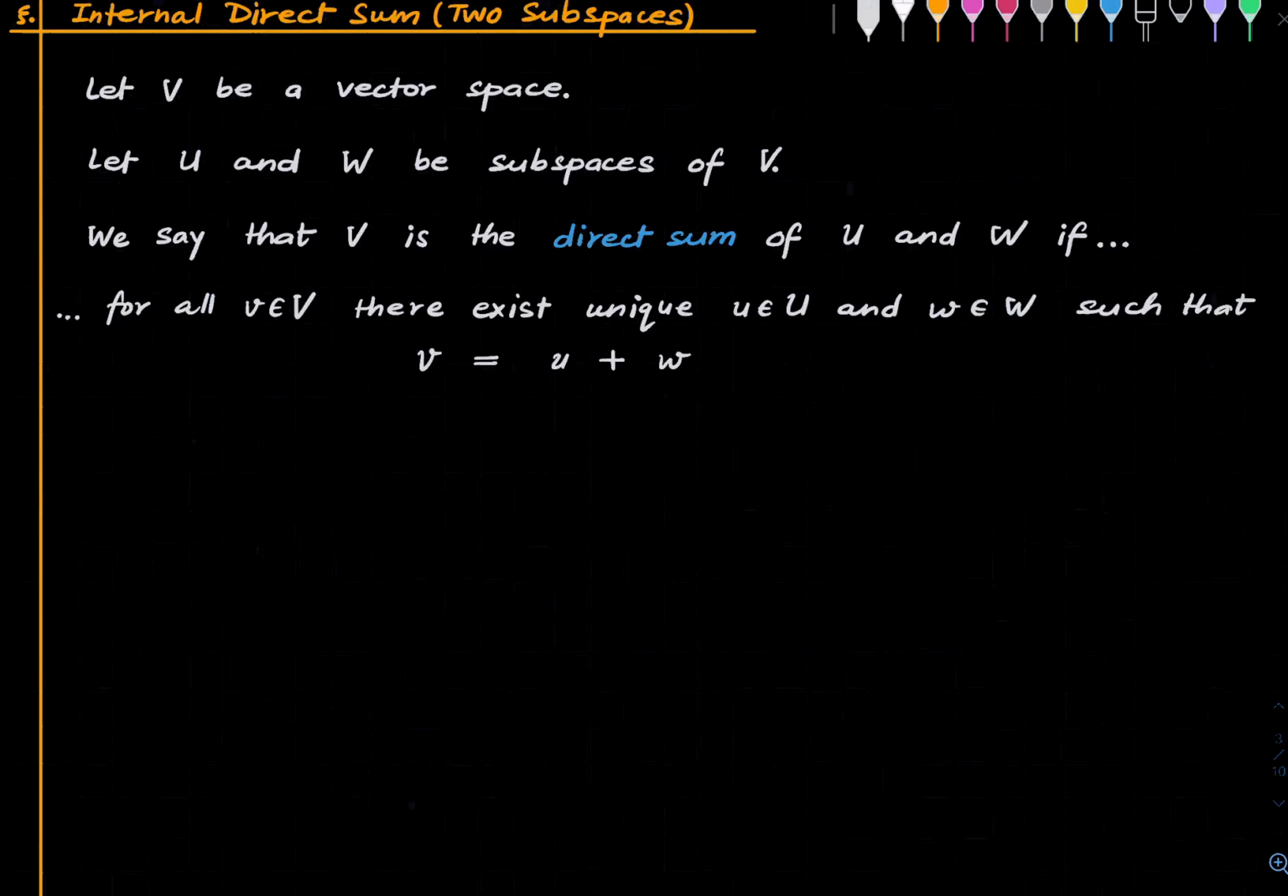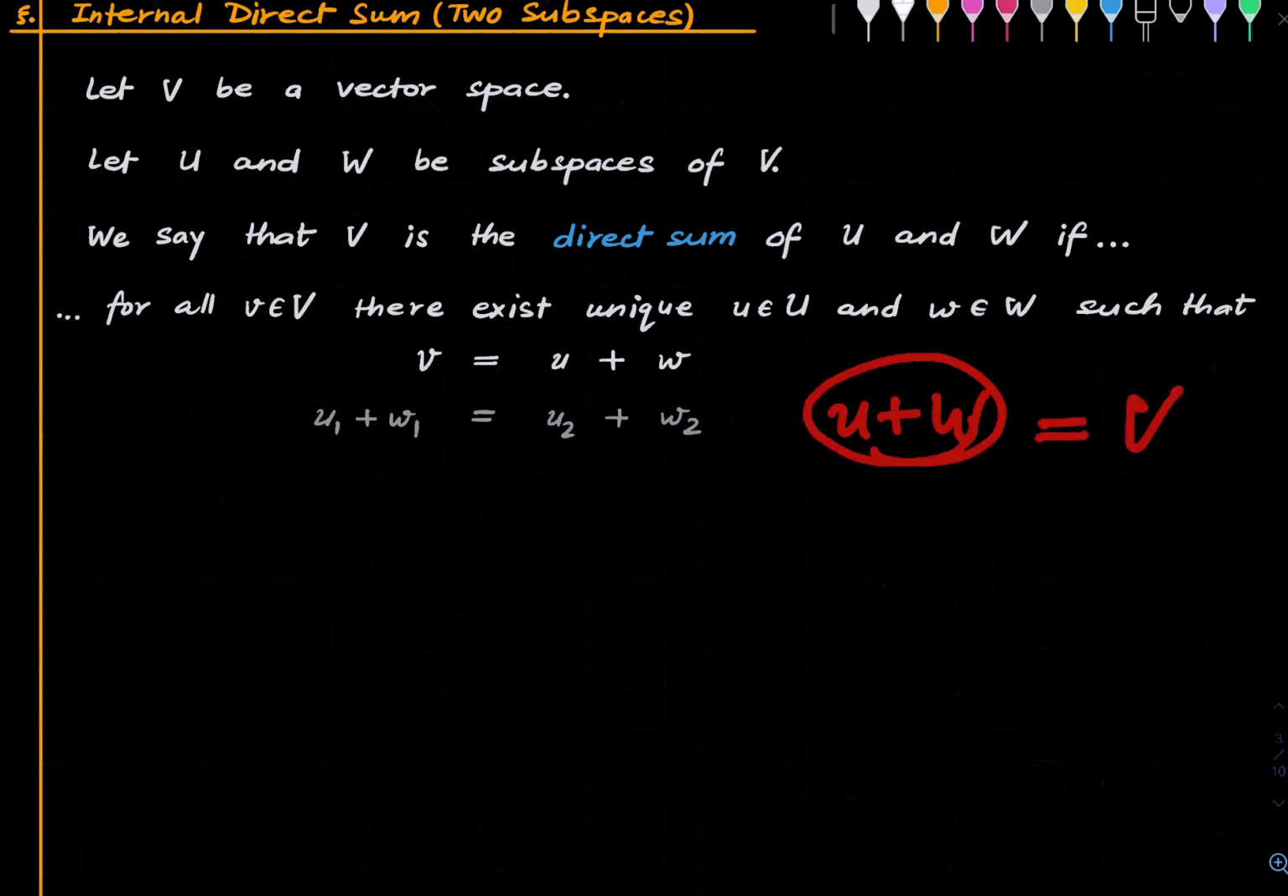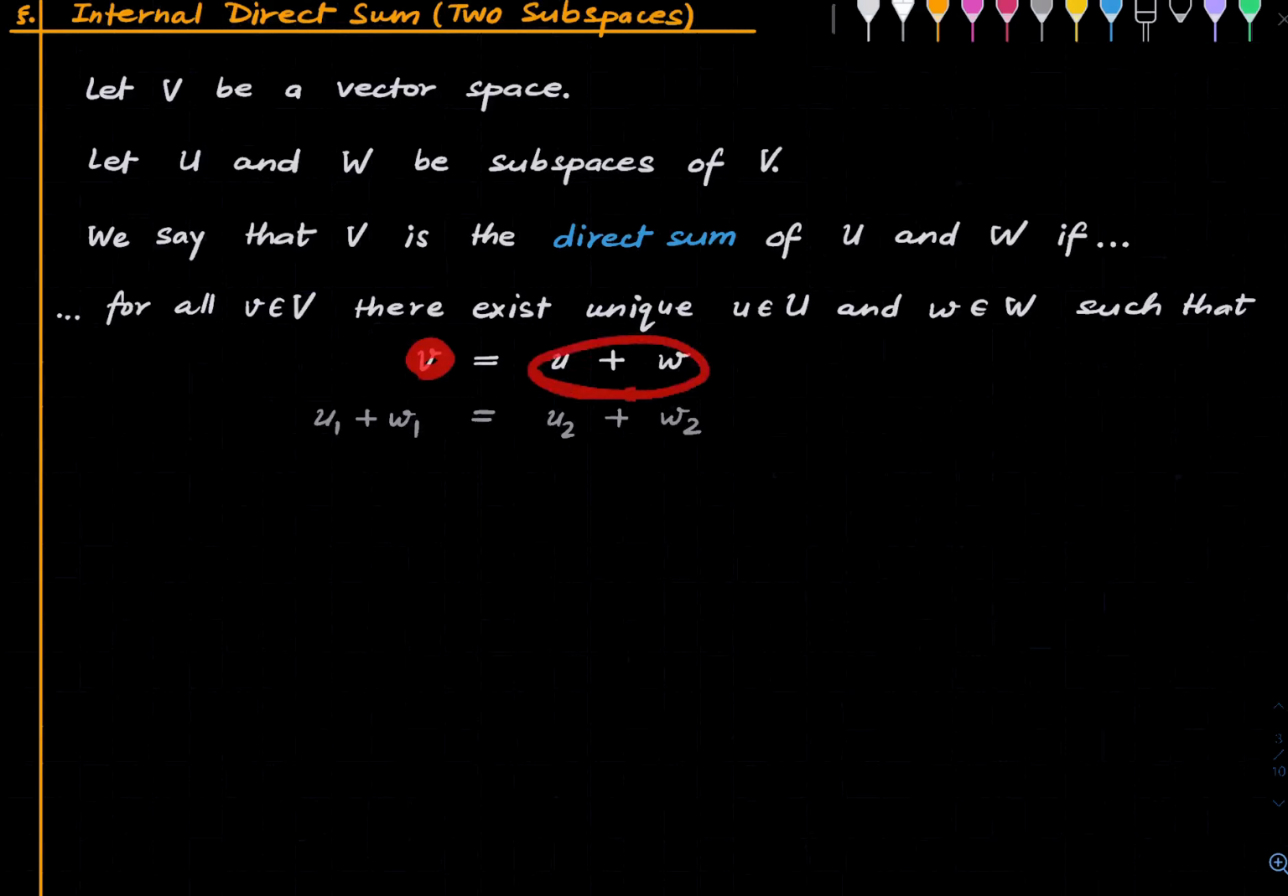To flesh it out, what this is saying is that suppose we find that U1 plus W1 is equal to U2 plus W2 for some vectors U1 in U and U2 in U, W1 in W and W2 in W. If this happens, then we must have that U1 is equal to U2 and W1 is equal to W2, and that the sum of these two subspaces is the entire vector space V. So each vector can be expressed as a sum of one vector in U and one vector in W. So if you delete this uniqueness condition, all this is saying is that the vector space V is this thing.